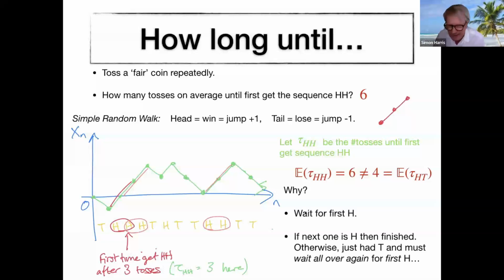Well, here's the quick explanation. You wait for the first head as before. So now you've got the first head of your sequence. If the next one is head, great, you're finished, done. But if you get a tail, you've stuffed up, right? You have to go back to the beginning.